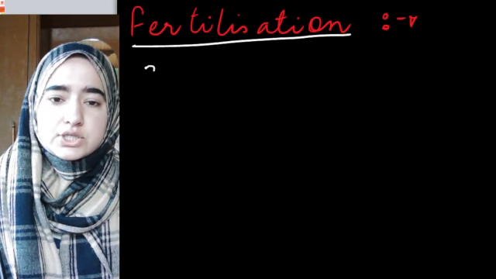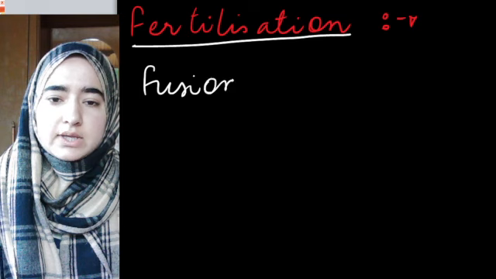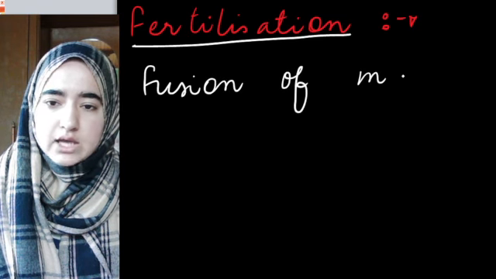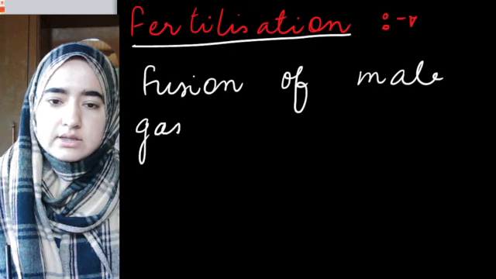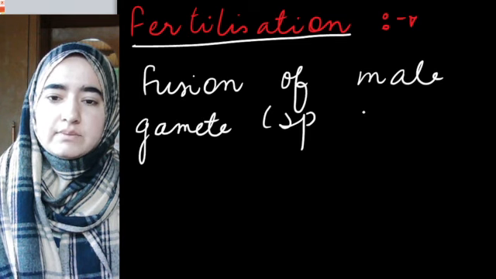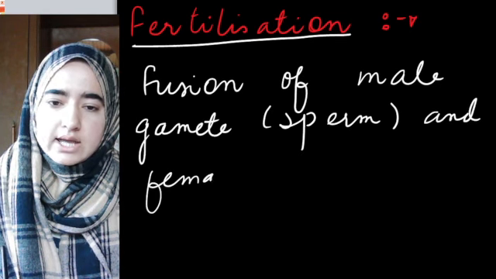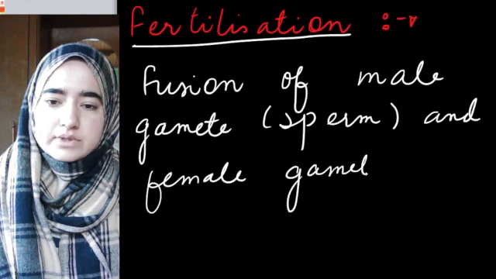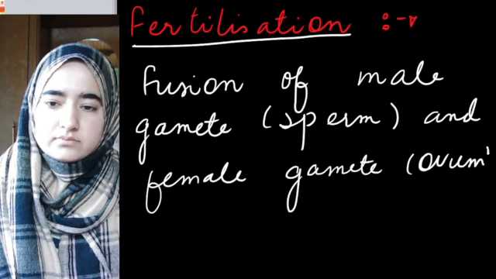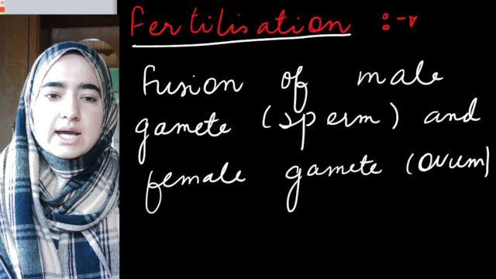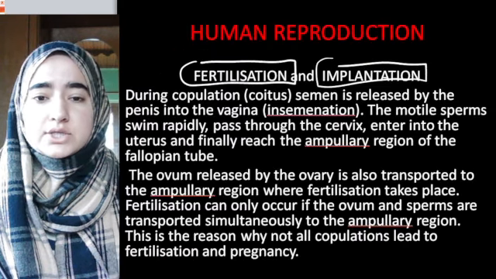We saw how sperms are formed, how spermatogenesis took place. We just saw how oogenesis took place. In this video, we are going to learn about fertilization. Fertilization simply means fusion of male gamete, that is sperm, and female gamete, that is ovum, obviously inside the female body. It is known as fertilization. Another name of fertilization is syngamy.